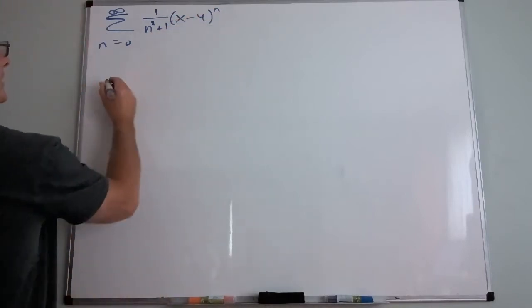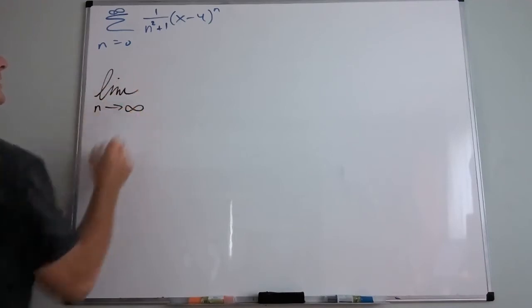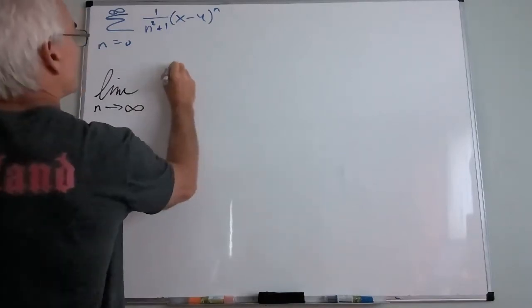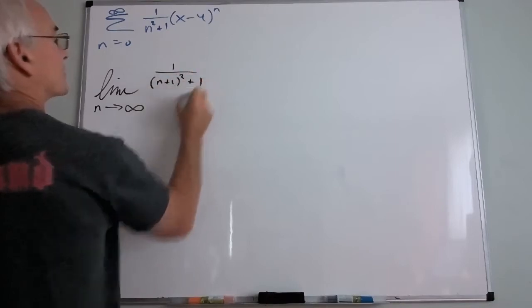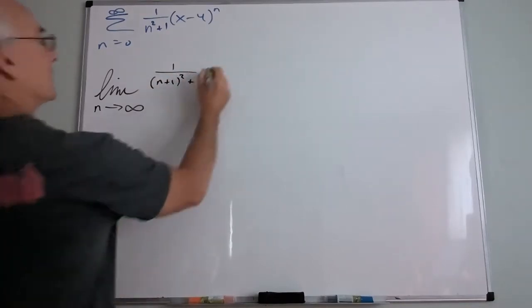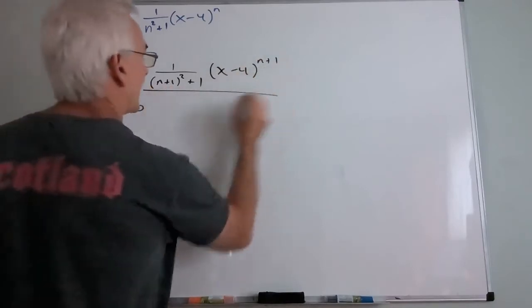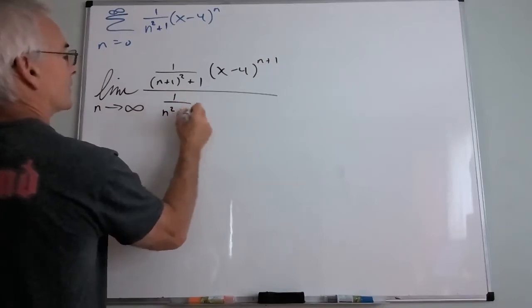So our first goal is to take the limit as n goes to infinity. Now, what is the n plus first term? That would be 1 over (n plus 1) squared plus 1, remember, I replace n with n plus 1, times x minus 4 to the n plus 1. And that I'm not going to flip over. I'm going to just put straight over this guy. It'll be easier to read.